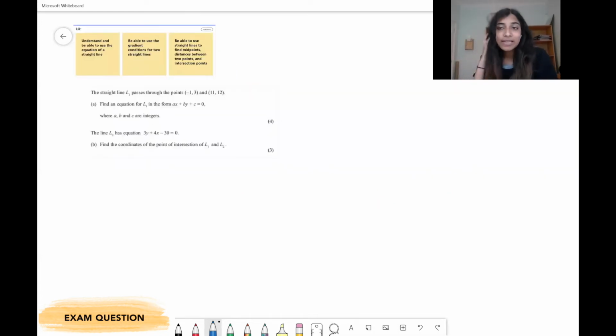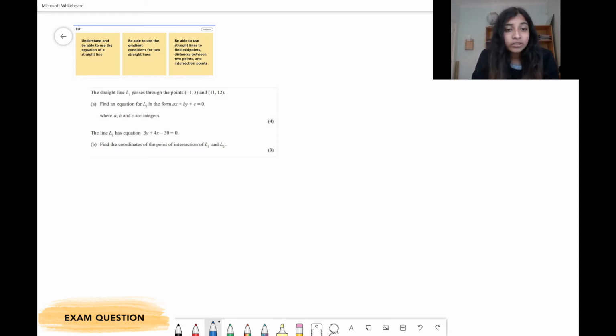So now if we try an exam style question on straight lines, see if you've understood what we've covered this lesson. Again, feel free to pause the video and try it out for yourself. We have a straight line L1 passes through the points -1, 3, and 11, 12. We want to find an equation for L1 in the form ax plus by plus c equals 0.